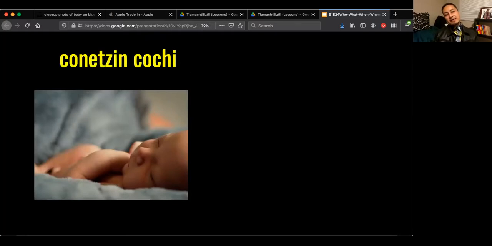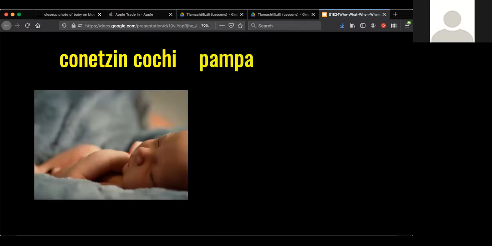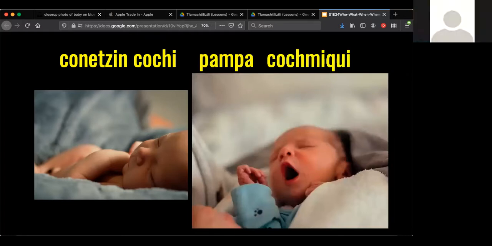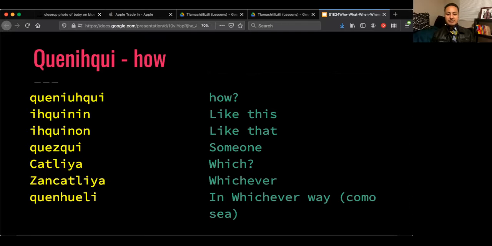We use the word mayana, but there's an alternative, which is apismiki, which also means dying of hunger. Anyways. Konetsin kochi, Quenque kochi konetsin. Or Tleica kochi konetsin. Konetsin kochi pampa kochmiki. And this is literally dying of sleep, but it means sleepy. Kwali. All right. So, yeah, that was the exercise.